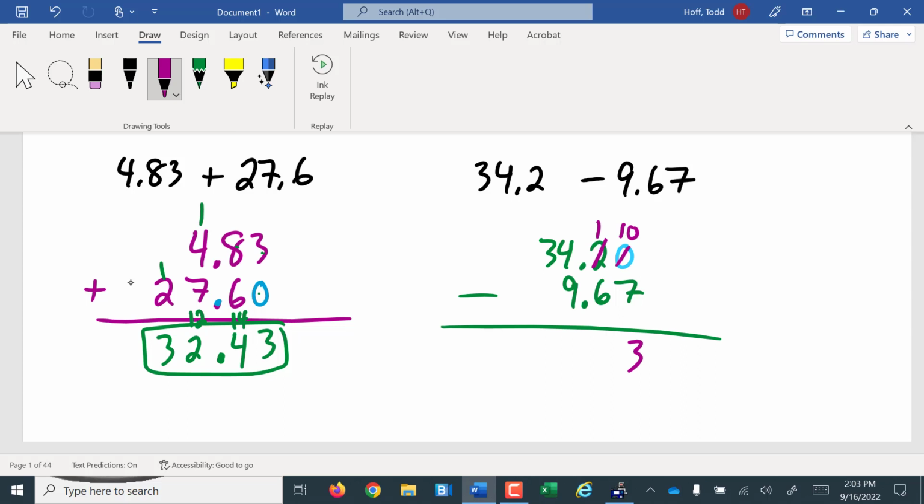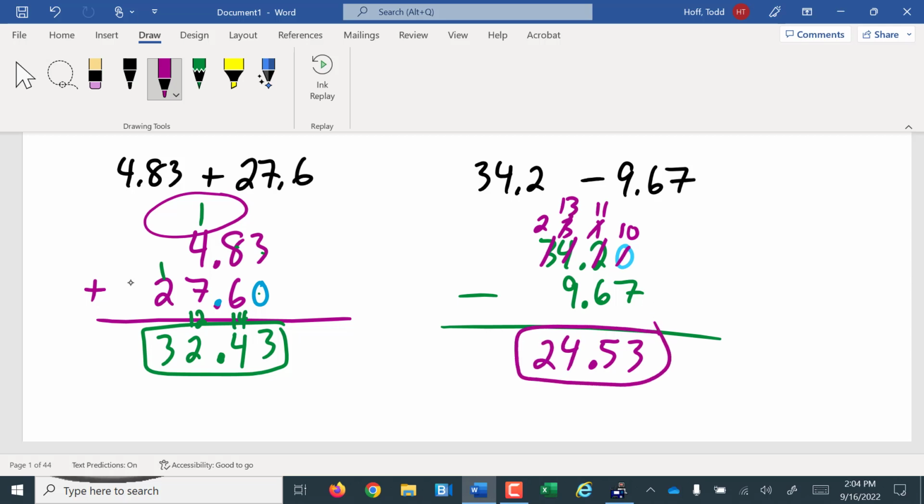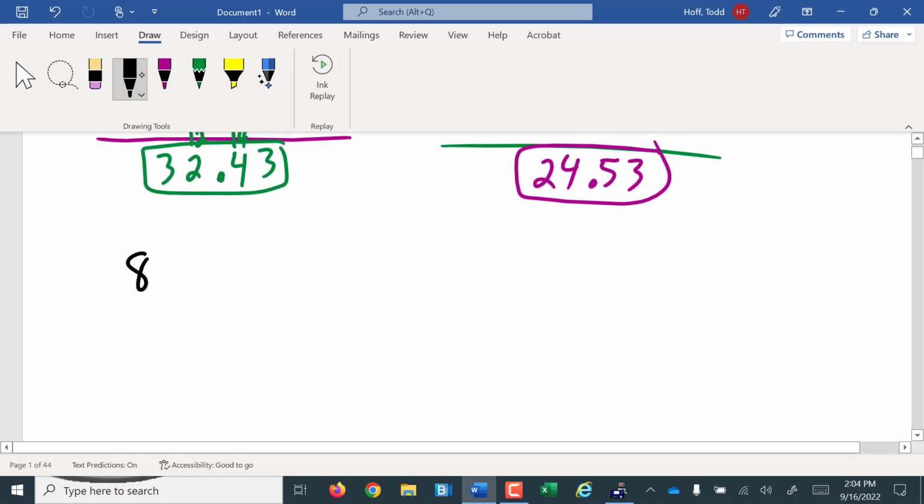1 minus 6, have to borrow. This will be 3. This will be 11. 11 minus 6, 5. And then bring the decimal down. So we still bring the decimal straight down to keep the same name. Notice the decimal point did not affect our borrowing or the carrying over here at all. 3 minus 9 can't be done, so we borrow. This is 2 and 13. 13 minus 9, 4 and the 2. So 24.53.